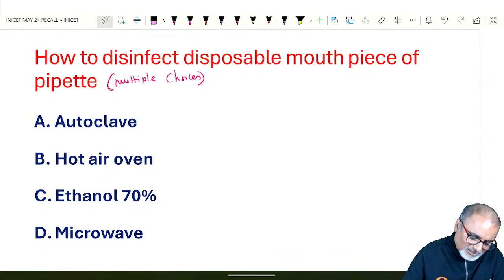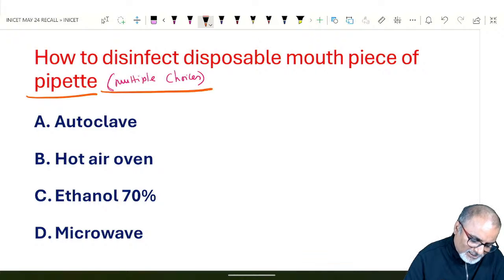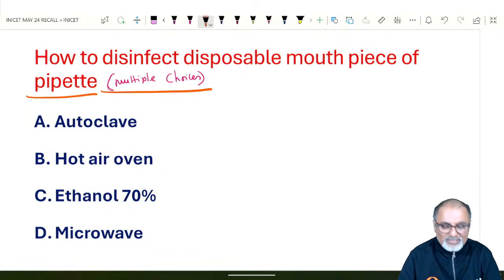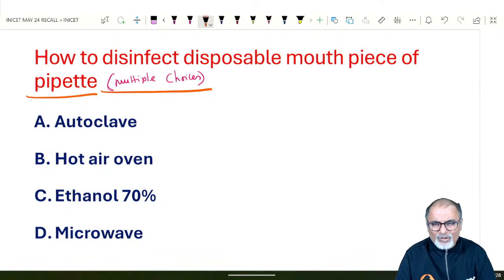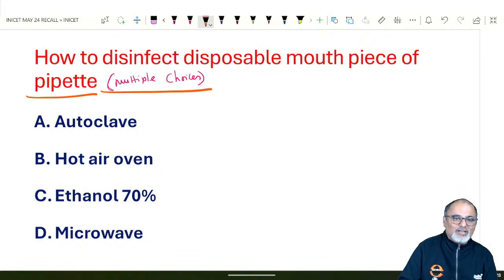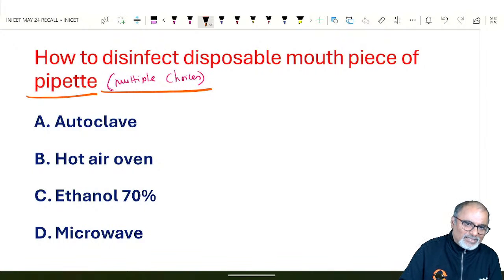How to disinfect the disposable mouthpiece of a pipette? Multiple choice question. Okay. Pipettes, they didn't mention what material it is. Usually the pipettes we are using are glass pipettes. And we can disinfect it either by autoclave or hot air oven.